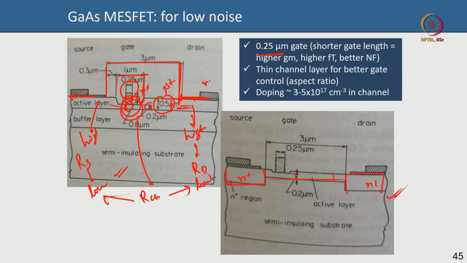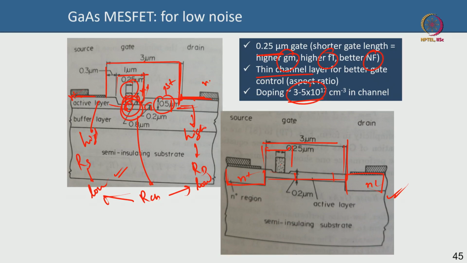Same thing here, 0.2 micron of active channel, and then this is a 3 micron edge to edge, and this could be say 1 micron edge to edge, and the gate length is 0.25. So, in all these cases the channel doping was around 3 to 5 times 10 to the power 17. You cannot dope it too high, otherwise you will start leaking, you will not have a good control on the channel. You cannot have too low, otherwise your channel current will be very low. You need a thin channel for better control, and if you get that, then you have higher GM, higher FT, and so you have a better noise figure, okay.